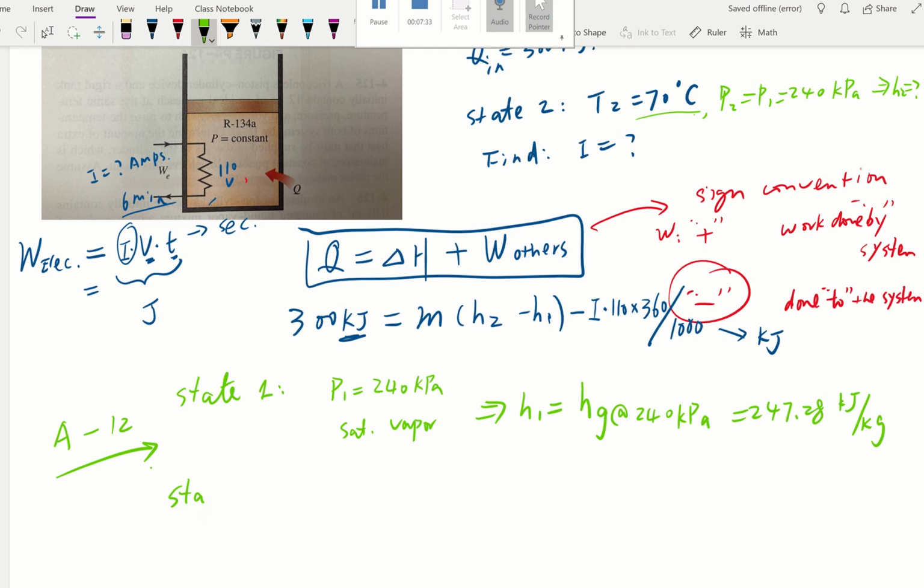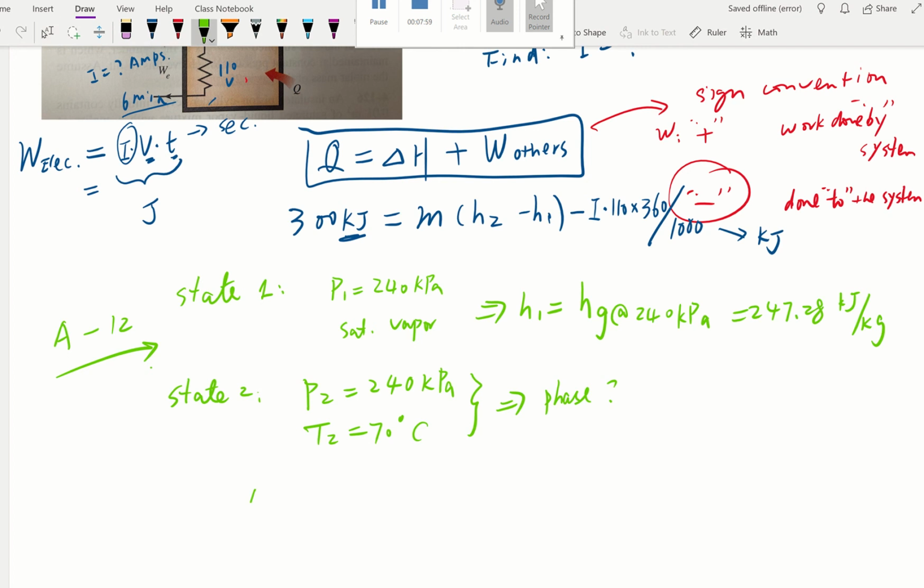Now we're going to look at state 2. State 2, it's going to be same pressure, since it's a constant pressure process. But this time we don't know what phase it is. Earlier we were told it's saturated vapor, but this time we do know the temperature is 70 degrees Celsius. So the first thing we need to do is determine what phase that is, right? So at 240, we're going to go to the pressure table. So from table A12, we're going to find the saturated temperature at 240 kilopascal. Then we're going to compare our given temperature, 70 degrees, with this number.